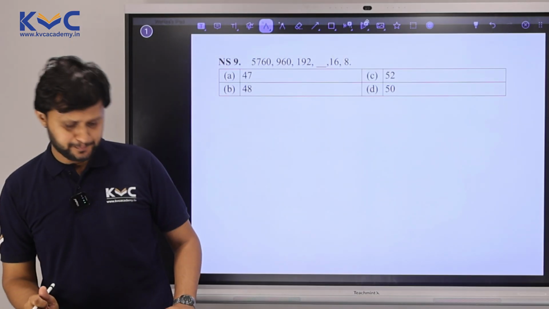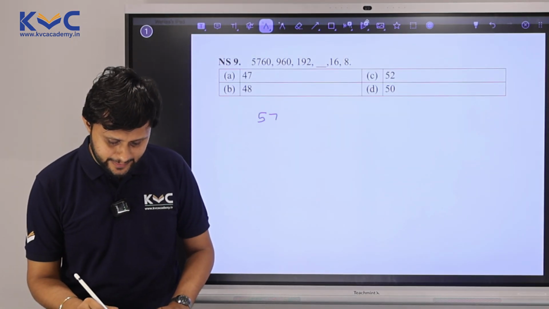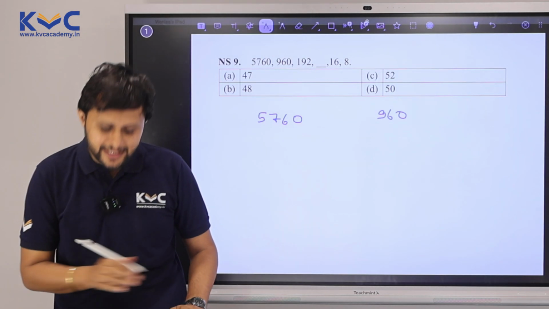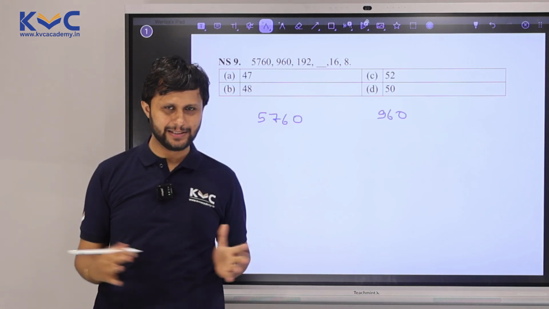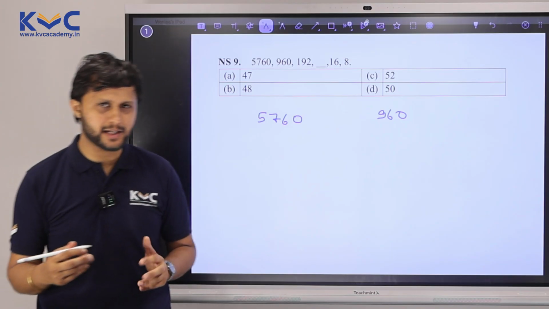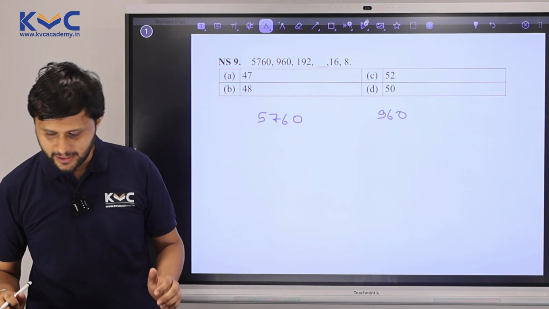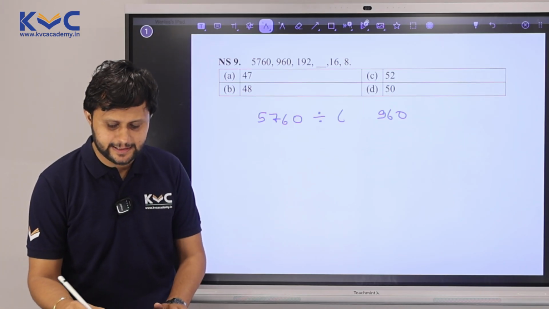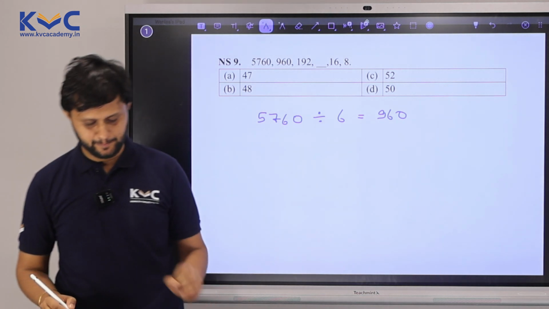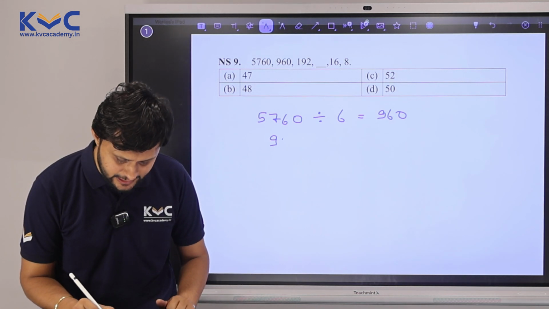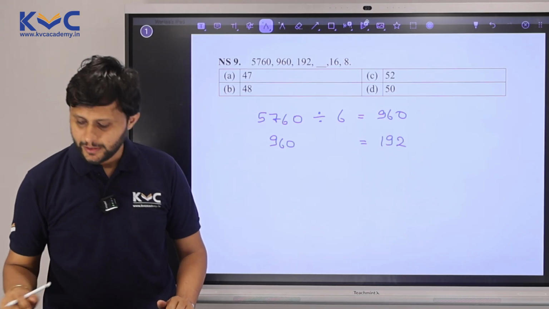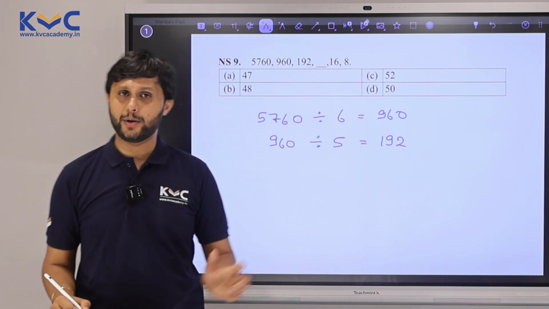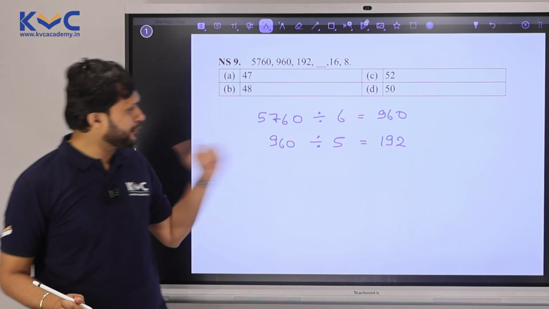Question number 9. We have 5,760 and we have to reach 960. The numbers are reducing, and if you see the next number, it's not reducing as much as it is reducing in the previous one, so it may not be subtraction. We'll try the division first. Okay, let me divide and check. We have 5760 divided by 960. I get divided by 6. Then next one we have 960 and then we have to reach 192. 960 divided by 192 is equal to divided by 5. So we are not dividing by the same number, we are dividing with a different number.